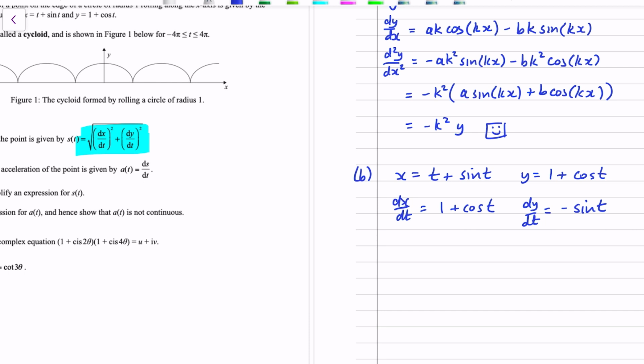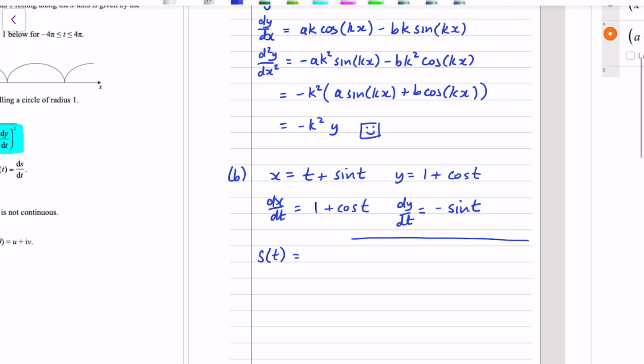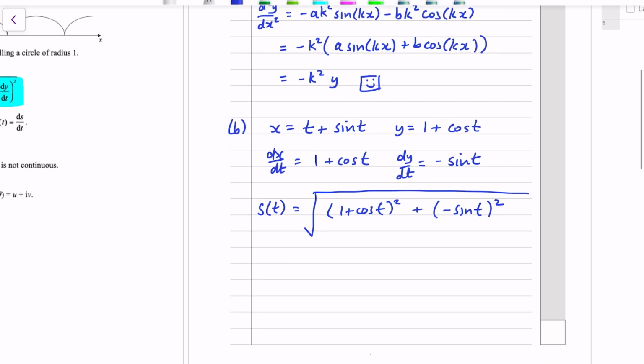So s of t equals the square root of (1 plus cosine of t) all squared plus (minus sine of t) all squared. When square roots are involved, you hope that the thing underneath the square root is a perfect square, because it will simplify if so. And when trig expressions are involved, you've got sine squareds and cosine squareds. You know that sine squared plus cosine squared equals 1.